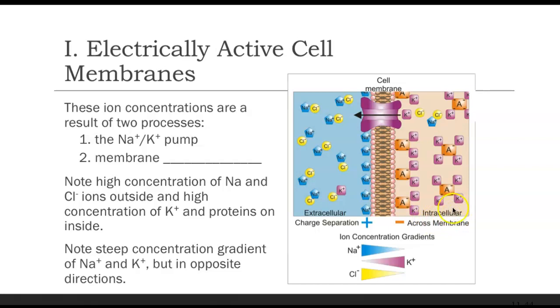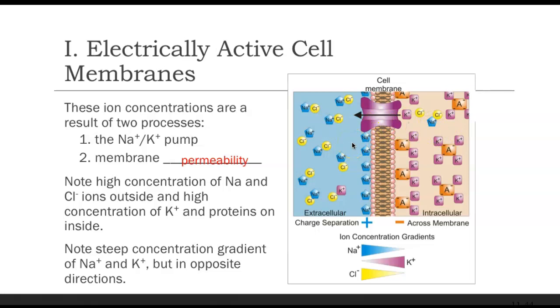So let's first talk about two processes that are going to help set these ion concentrations. First, we have our sodium-potassium pump. Imagine we have a pump here. We're going to pump 3 sodium ions out of the cell, and 2 potassium ions are going to move into the cell. And something else that'll keep this ion concentration is just membrane permeability. We'll have certain channels like leakage channels that'll allow certain ions to randomly move across to either side.